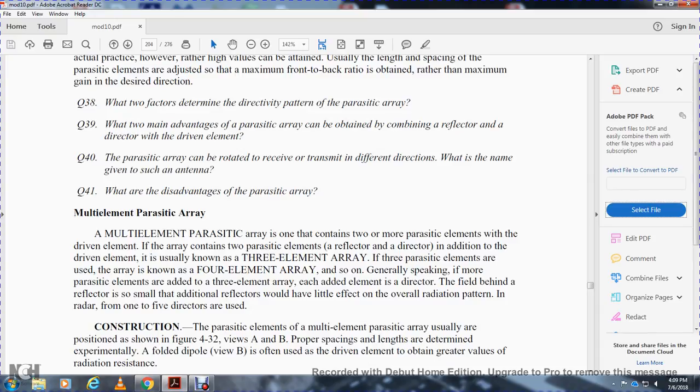Alright, multiple element parasitic arrays. A multiple element parasitic array is one that consists of two or more parasitic elements along with the driven element. An array containing two parasitic elements, a reflector and a director, with the driven element is usually known as a three-element array.